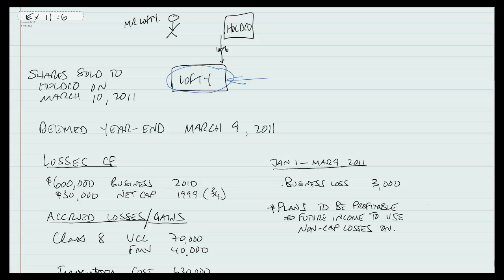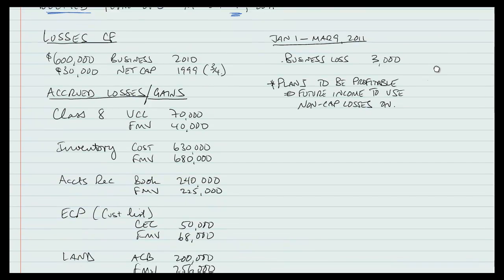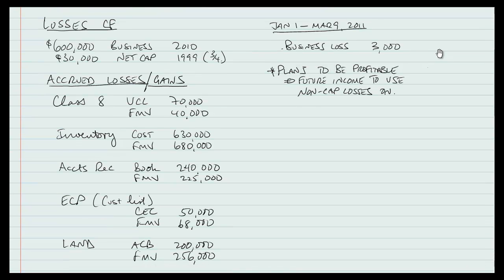And so what this triggers then is a deemed year end. The scenario given is the shares were sold on March the 10th. We know now that this triggers a deemed year end on the day before that. And what I've got down here, pre-populated, is my notes from reading the question.